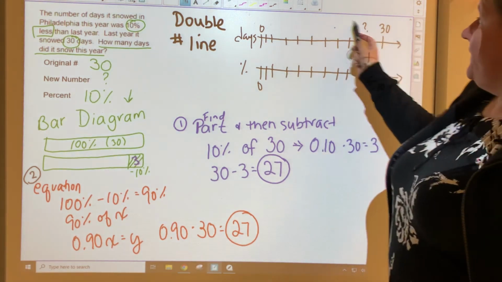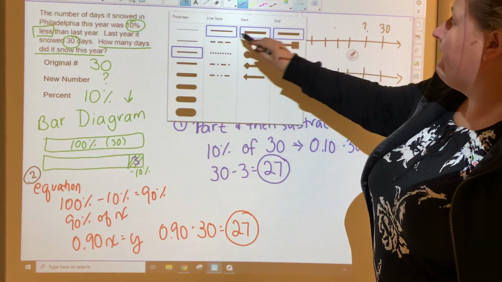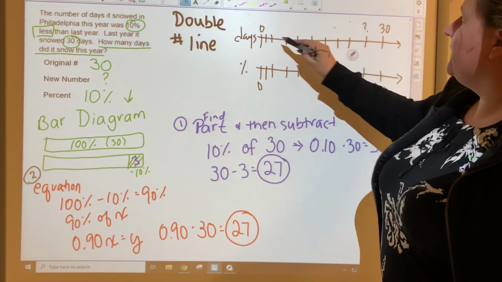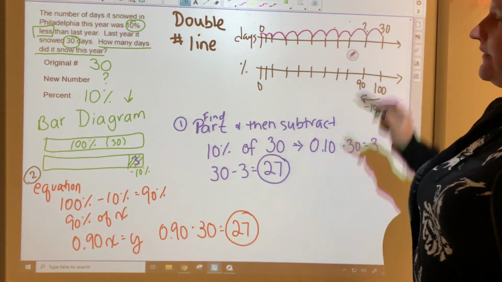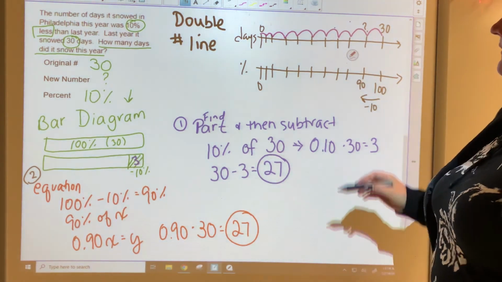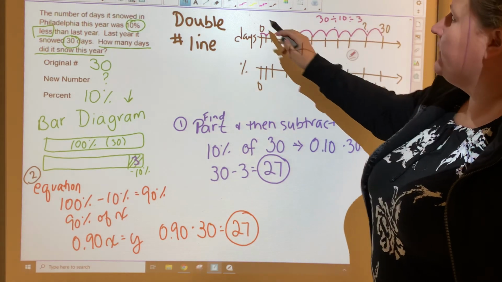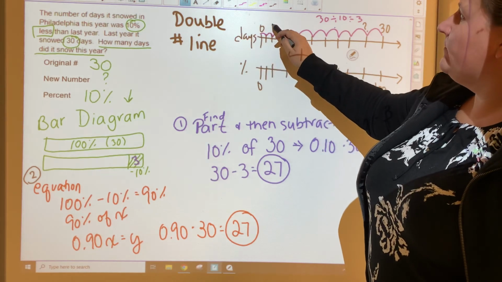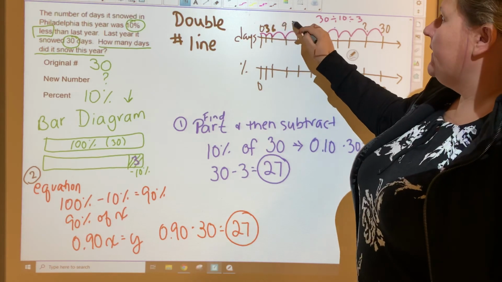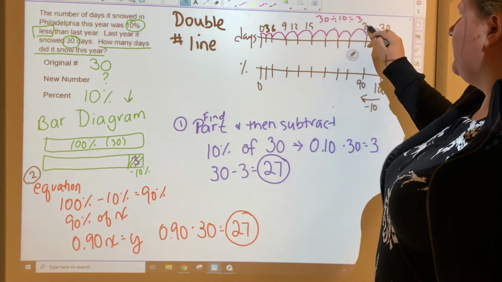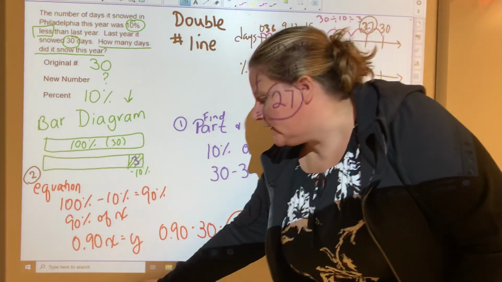So now I've divided my double number line into, let me figure out what I'm jumping by to get there. 1, 2, 3, 4, 5, 6, 7, 8, 9, 10. I'm making 10 jumps to get to 30. So what am I jumping by? I'm jumping by 3s. So I can go back in here and count by 3. So 3, 6, 9, 12, 15, all the way down, and I would get to 27. So again, that's another way you can do that.